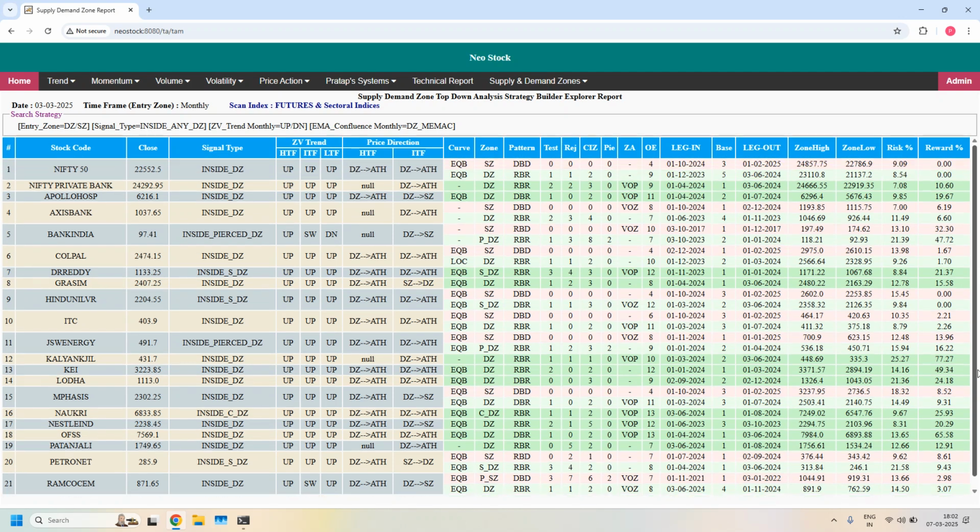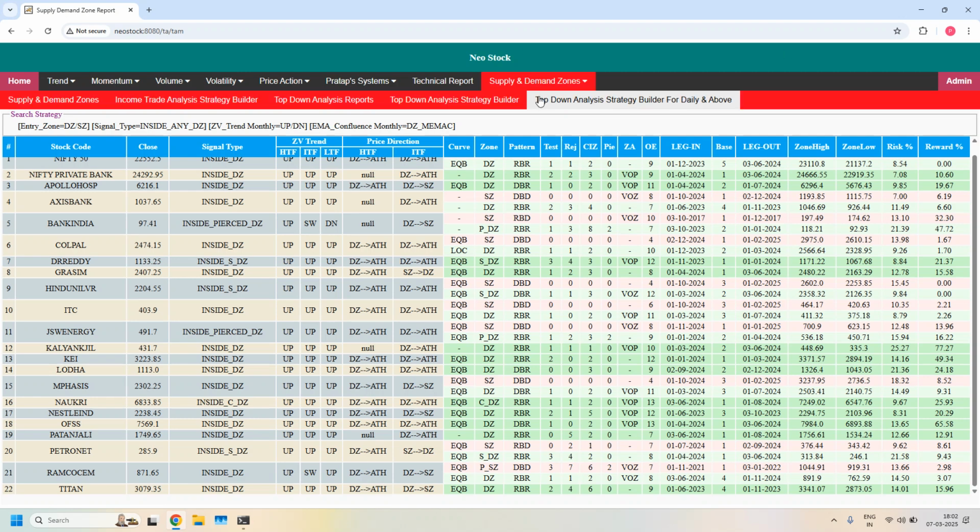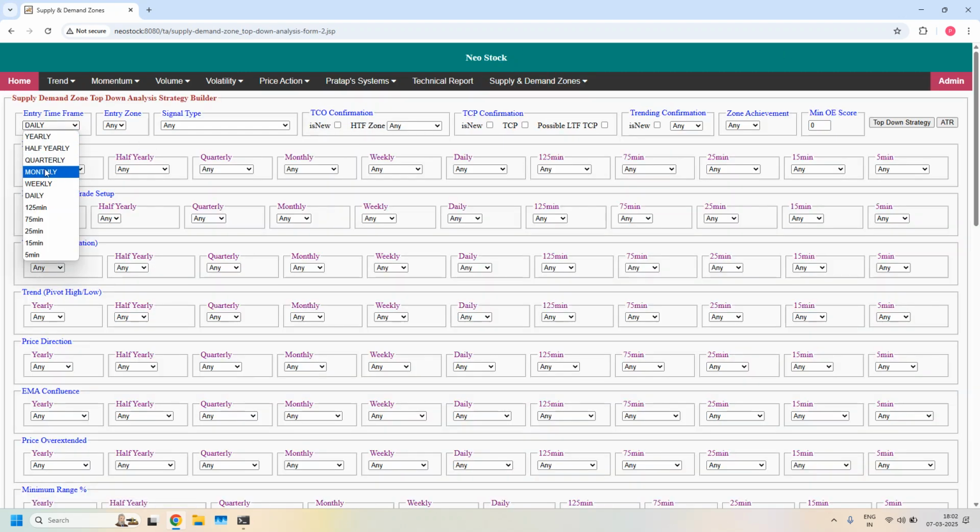So first 21 stocks in the list. I'm scrolling the list down. So total 22 stocks are filtered where price closed inside the monthly demand zone, and those monthly demand zones are having monthly EMA Confluence. Okay, next report for monthly time frame.